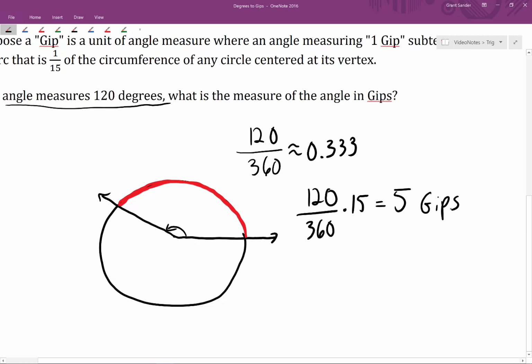So to recap, we know that this angle is about 33.3% of a full rotation, or more precisely 120/360ths of a full rotation. And since there are 15 gips in a rotation, and our angle subtends that fraction of those 15 gips, we end up with an angle measuring 5 gips.